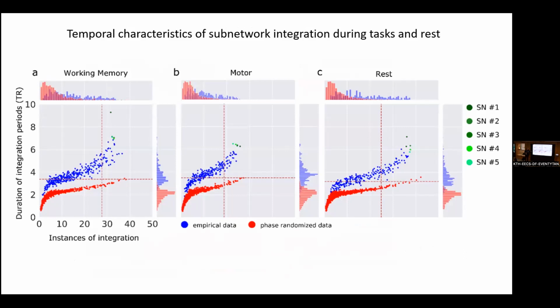This is just a diagram where the red is for surrogate data. It was phase randomized using the Fourier method, just to compare that we are not just looking at noise. And you see the instances of integration versus the duration of integration. Each dot here is a subnetwork, and some networks are integrated for quite some time, while the majority of them are integrated just for a very short period of time.